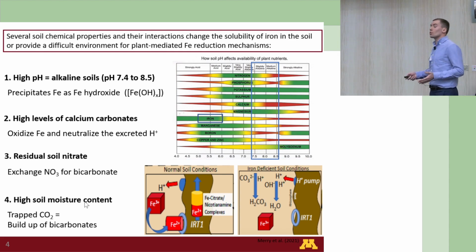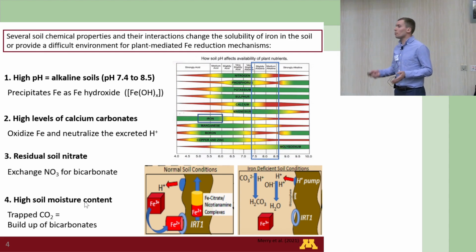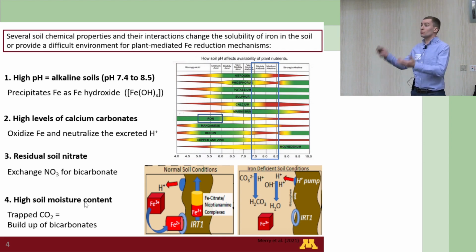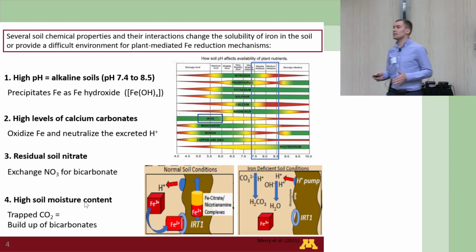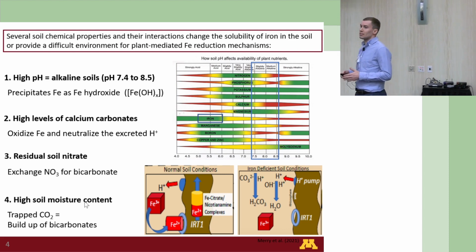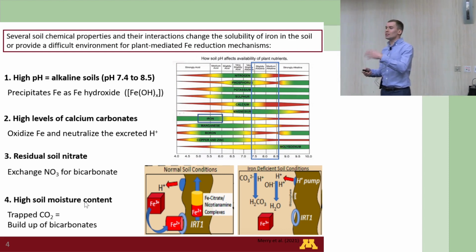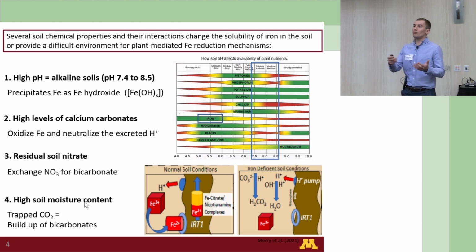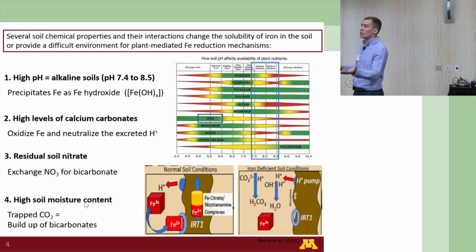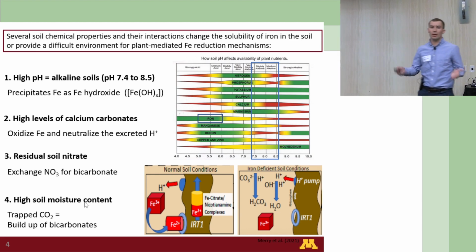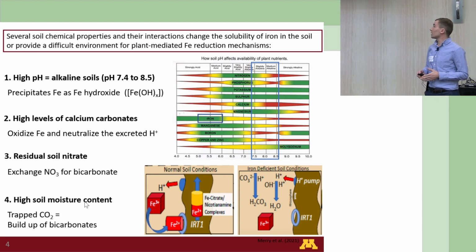Another soil factor is high levels of calcium carbonates. In the soil, calcium carbonates act as a strong base, raising the soil pH and oxidizing ferrous iron to ferric iron, again causing deficiencies. In addition, calcium carbonates also neutralize the hydrogen protons and organic acids that soybean roots release into the rhizosphere to acidify this region immediately surrounding the roots and promote the solubilization of ferric chelates, serving as a buffer against these plant-mediated iron reduction mechanisms.